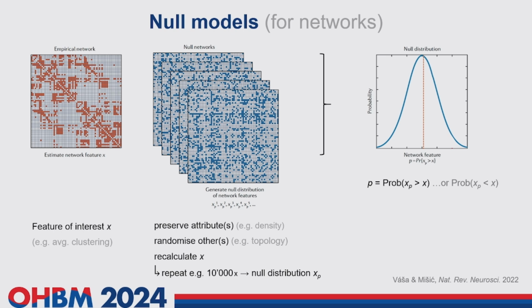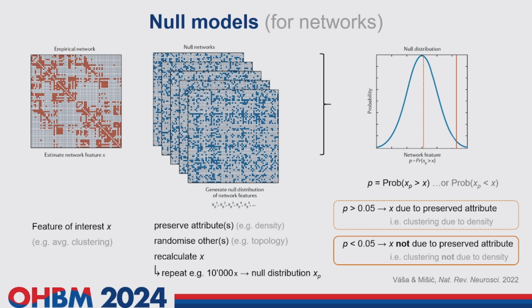And in a case like this, where the empirical value falls somewhere near the middle of the distribution, the p-value would not be significant. In other words, the empirical value is not extreme relative to the distribution, and we would conclude in this specific example that the extent of clustering in our empirical network is due to the preserved attribute. So, in other words, the average clustering in that empirical network does arise simply as a function of the edge density. If we have a similar network with the same edge density but random connections, we get similar values of clustering on average.